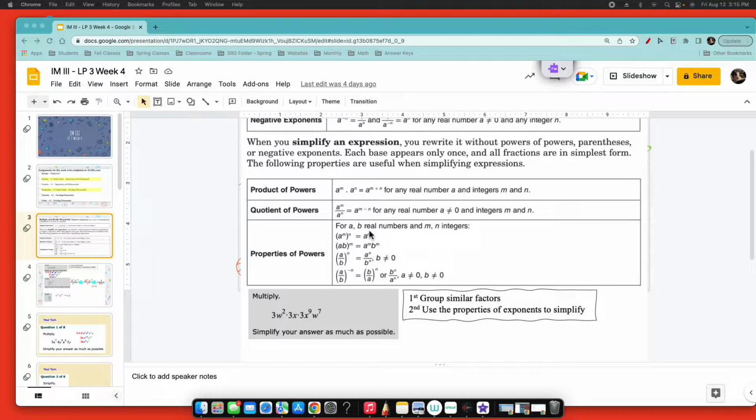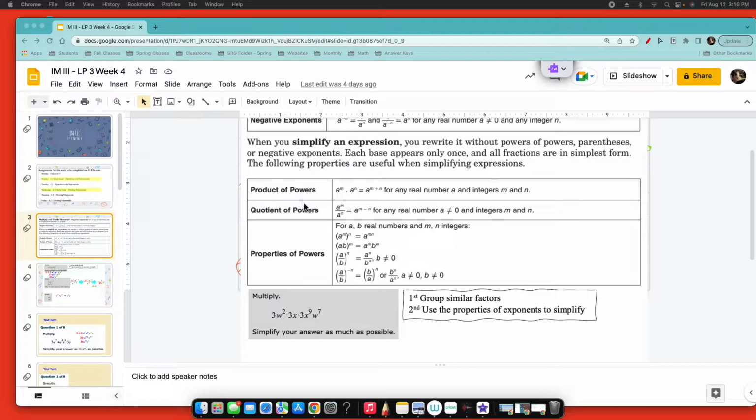We have product of powers. That means that I'm multiplying two powers with the same base. You see how it's a to the m times a to the n. They both have a, they both have the same base. So I can take those two exponents and just add them together. Product means I'm multiplying. Powers means I have exponents. So I'm multiplying two terms with exponents.